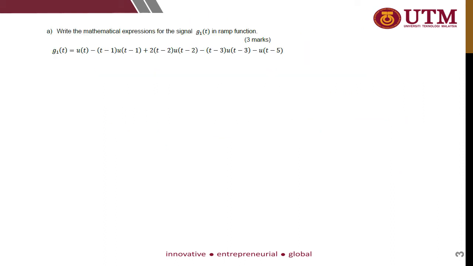Okay, let's look at the first question. Don't forget to write down the question number and also the sub-question number. So this is question 1 and it is part A. The question asks you to write down the mathematical expression or equation for signal G1(t) in ramp function. Let's revise what the ramp function is. This is how the signal looks. This is basically ramp(t).